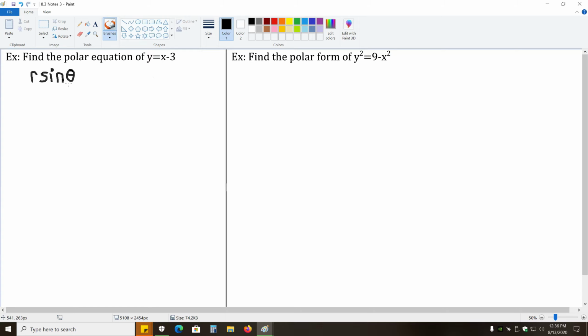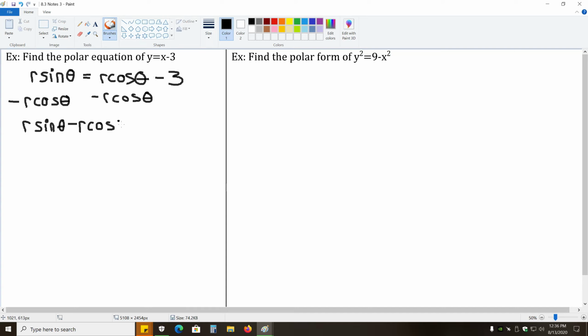So that gives us r sine theta equals r cosine theta minus 3. And how can we solve for r from here? Well, the trick is we need to get our r values together. So we're going to go ahead and subtract r cosine theta from each side of the equation. And when we do that, we get r sine theta minus r cosine theta equals negative 3.